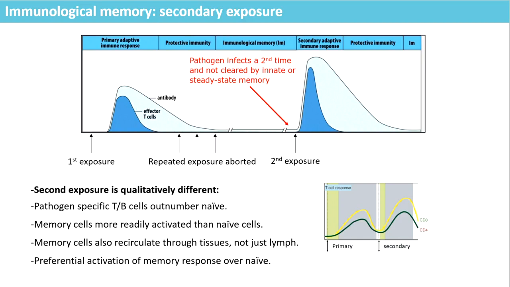And also that the memory cells are more readily activated than the naive cells. So if you think back to when we were talking about the original antigenic sin in the first few weeks of term, and also because memory cells will be recirculating through the tissues, not just the lymph nodes, they're kind of there and they can encounter the secondary infection quickly. But generally overall, just be aware that we're getting this preferential activation of the memory response in preference to the naive cells.